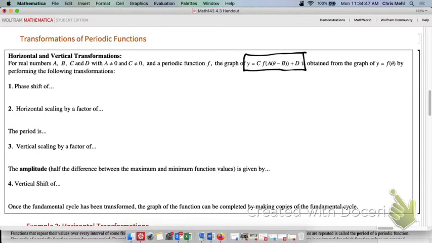Okay, so now let's talk about how these factors relate to phase shifts. The horizontal scaling gives you a different period. We'll talk about the vertical scaling, and we'll talk about the vertical shift. So number 1, there's going to be what's called a phase shift. You're going to take your fundamental cycle, which I should probably show you here just before we get started.